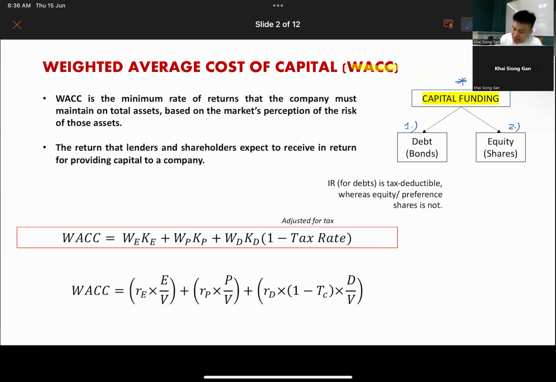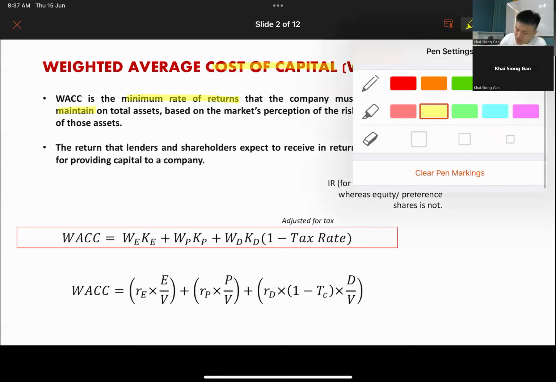So when I say WACC, it's about cost of capital. That means the cost of capital that the business needs to achieve in order to fulfill the returns for the shareholders and the lenders. WACC is the minimum rate of return that the company must maintain on the total assets. Why? Because these are the expected returns to the shareholders and lenders.